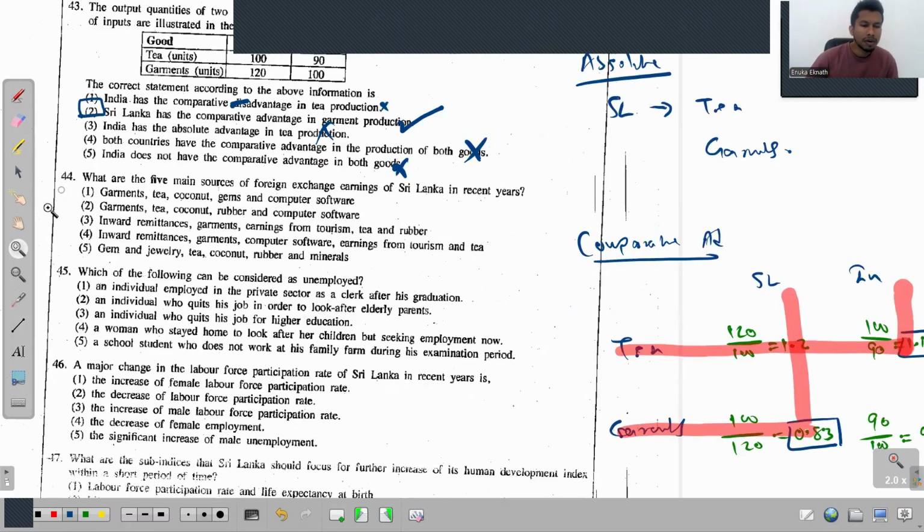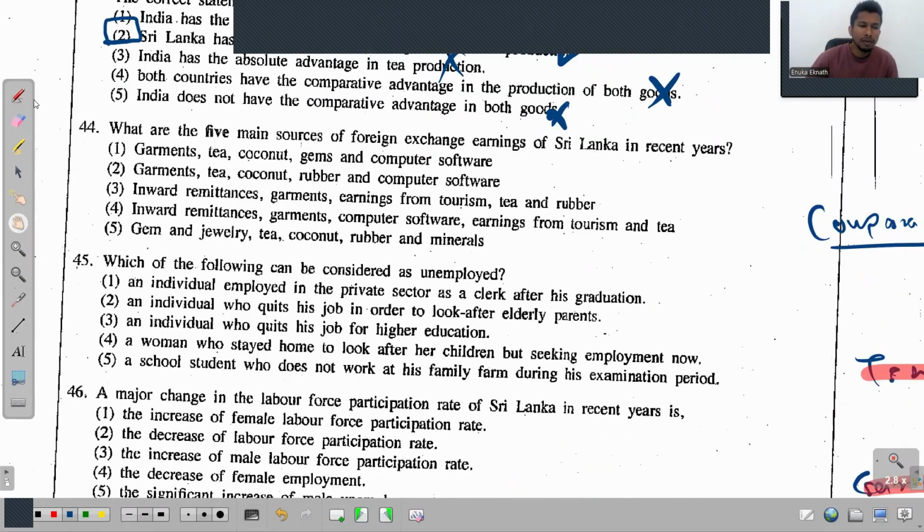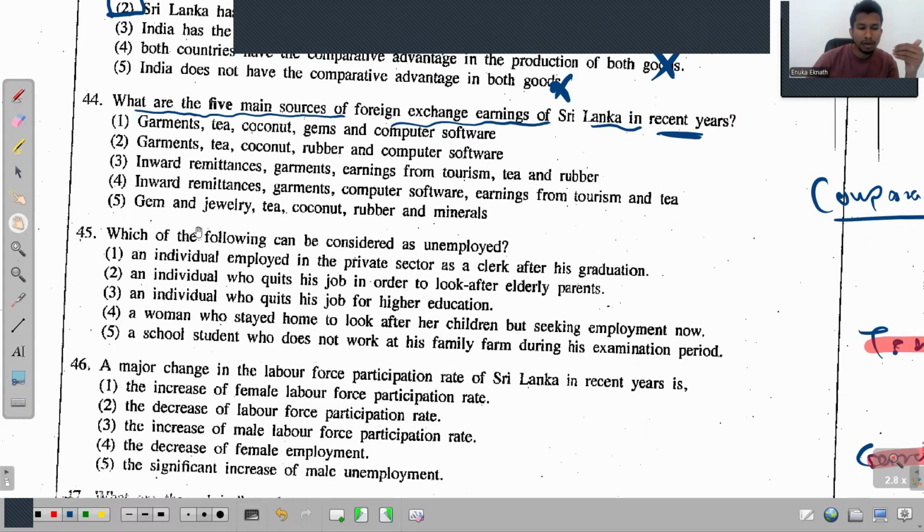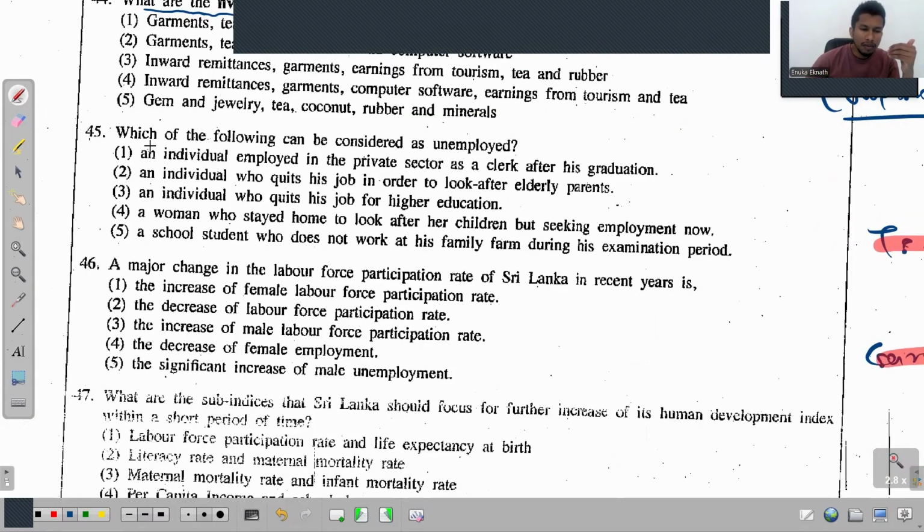Look at this question 44 now. In question 44, what are the five main sources of foreign exchange earnings of Sri Lanka in recent years? So I'm going to skip this one because the answer is not going to be relevant in your paper. Right, 45. Which of the following can be considered as unemployed? Right. Which one of the following can be considered as unemployed? An individual employed in the private sector as a clerk after his graduation.